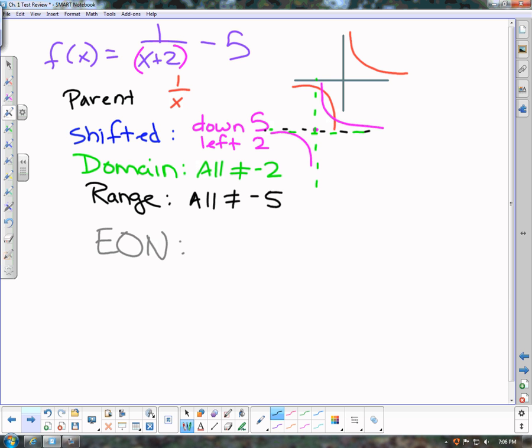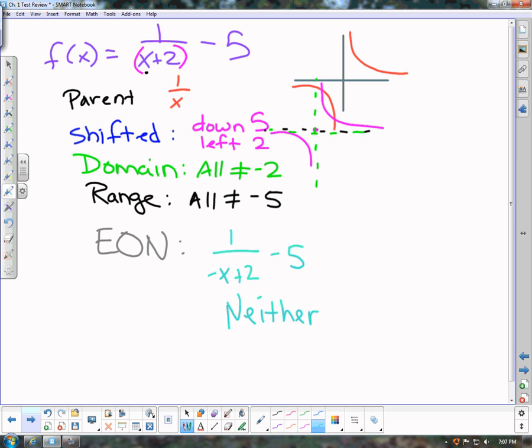And no matter what you substitute in for x, this is still going to be something greater than 0 or less than 0. It's never going to get to 0, so we cannot have 0 minus 5 to get a negative 5. Then for even, odd, or neither, if you substitute a negative x in, you'd get 1 over negative x plus 2 minus 5, and that is neither.